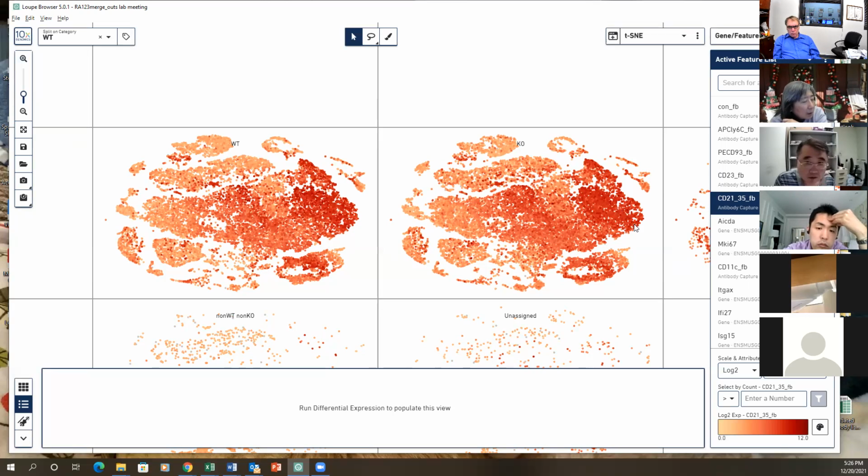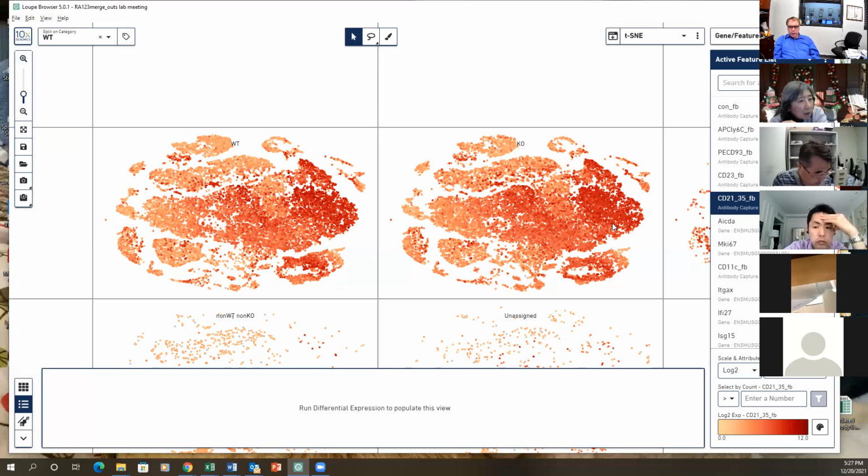So marginal zone is on this side, and FO. In a way, this is interesting. This is between marginal zone and follicular. It could really be the MZP, so it's kind of in between. It might derive from this MZP B cell.